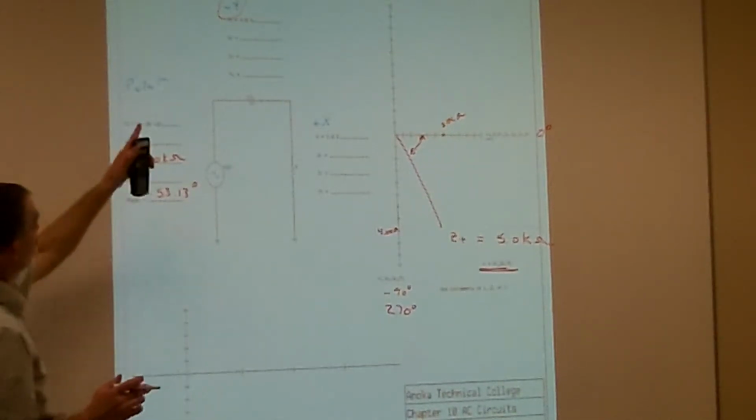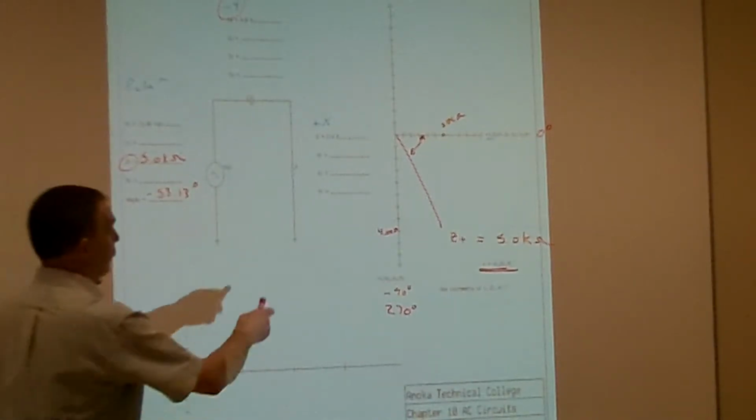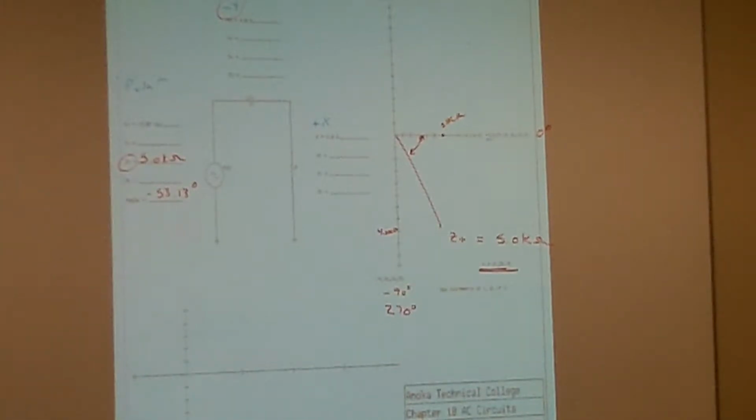So when you're talking about your capacitive reactance, when you're doing it as a vector, make sure that you're putting it in as a negative value. Okay? So did everyone get that answer? Everyone good? Moving right along?